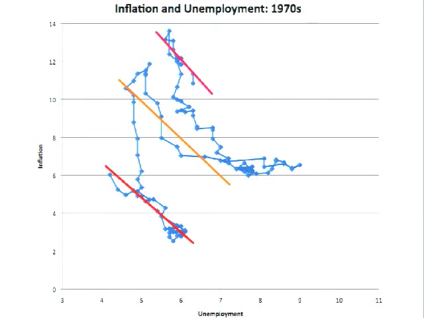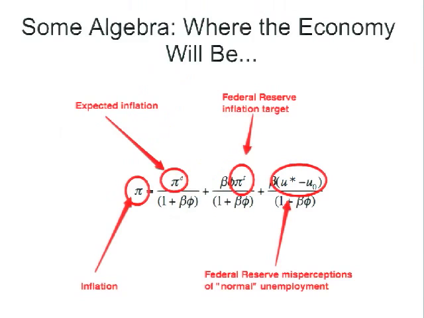The equation for the rational, expectationally consistent equilibrium inflation rate, what the inflation rate is going to be. And it's going to be equal to the Federal Reserve's inflation target, plus this misperceptions term that we've seen before, the difference between the Federal Reserve's unemployment benchmark on the one hand and the economy's natural rate of unemployment on the other, divided by this phi term, which tells us how fast and how far the Federal Reserve reacts to high inflation by raising the unemployment rate.